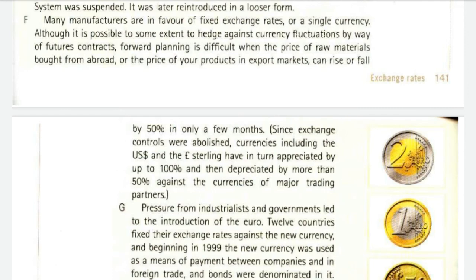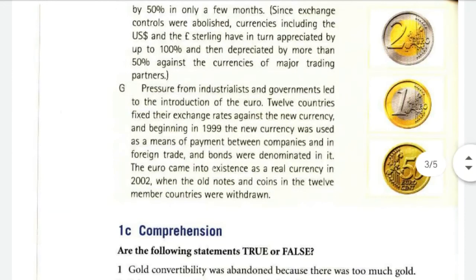Since exchange controls were abolished, currencies, including the US dollar and the pound sterling, have in turn appreciated by up to 100% and then depreciated by more than 50% against the currencies of major trading partners. G. Pressure from industrialists and governments led to the introduction of the euro.